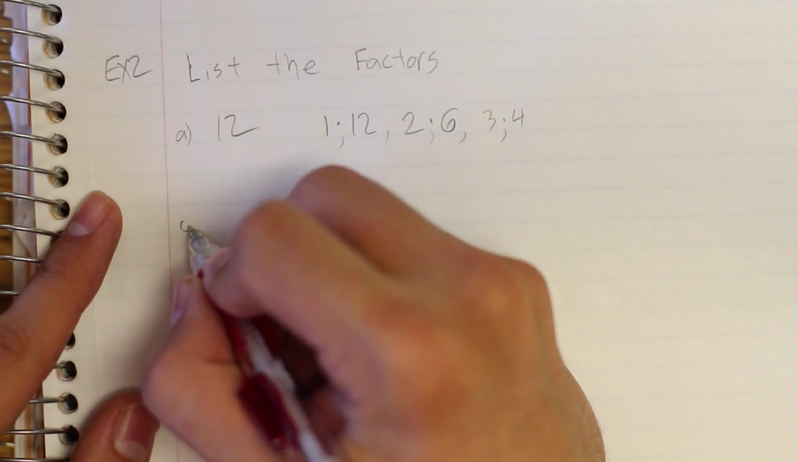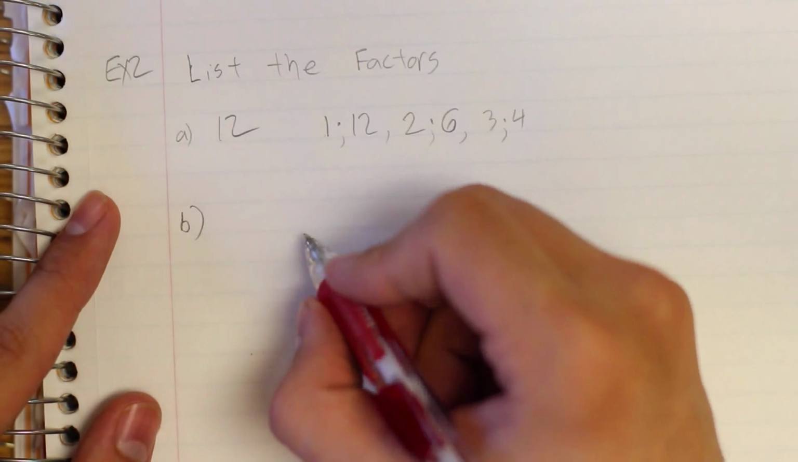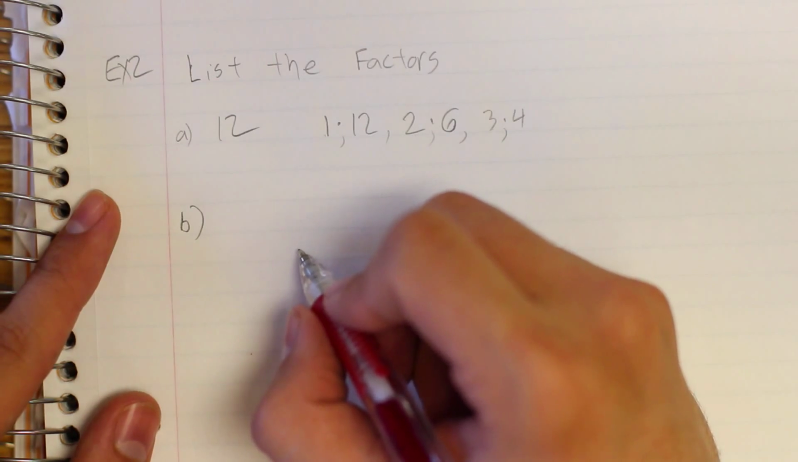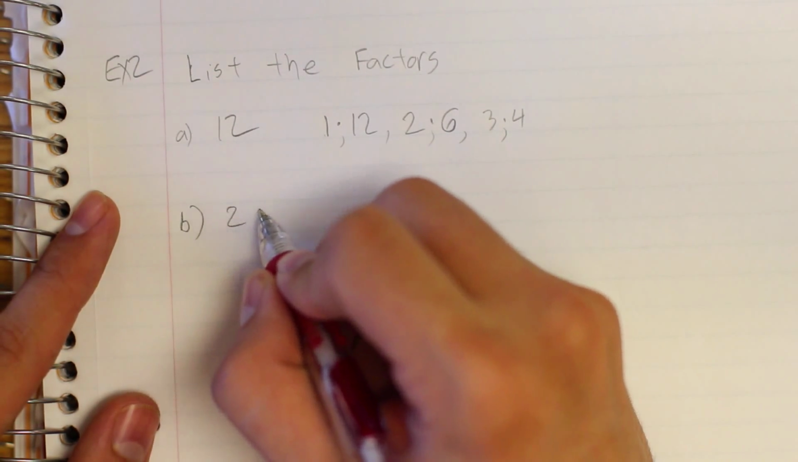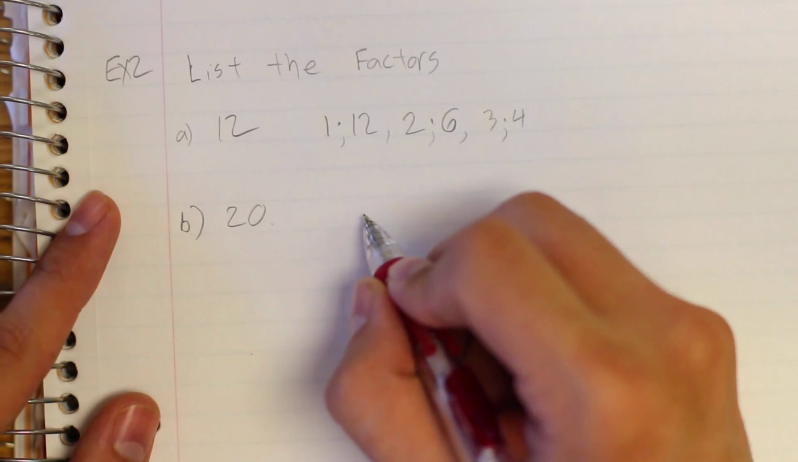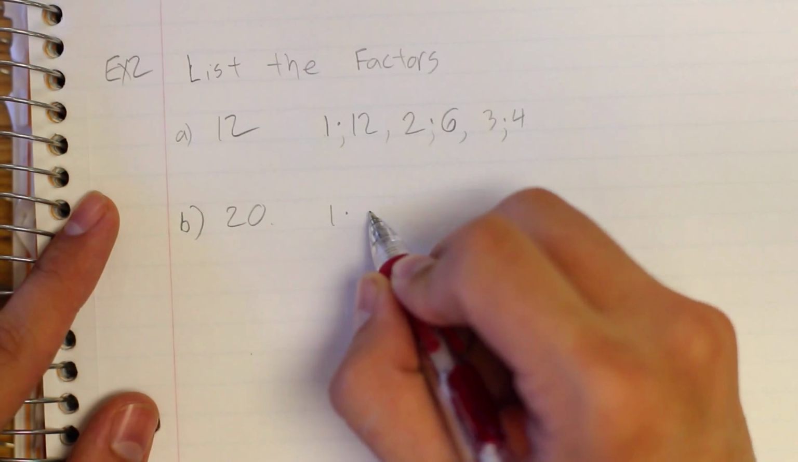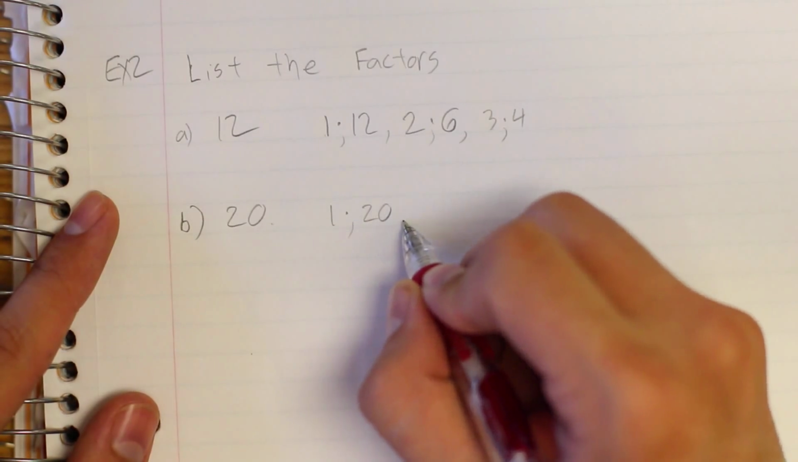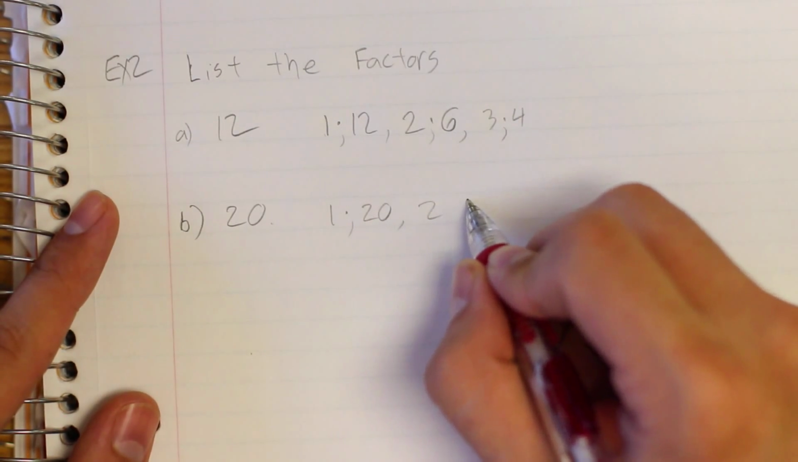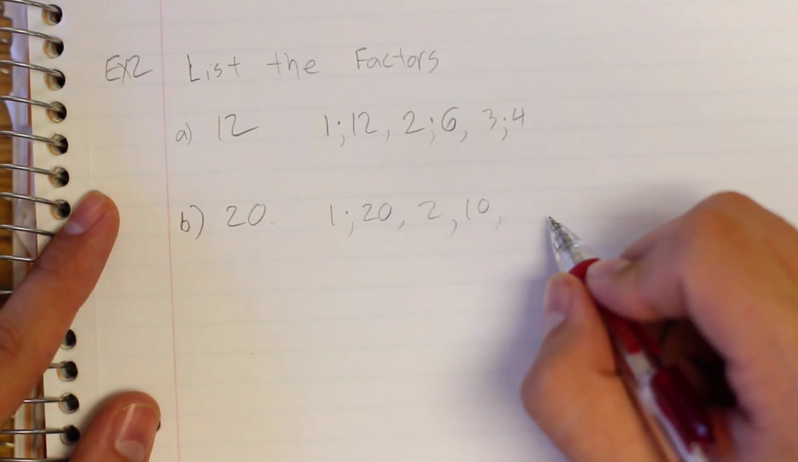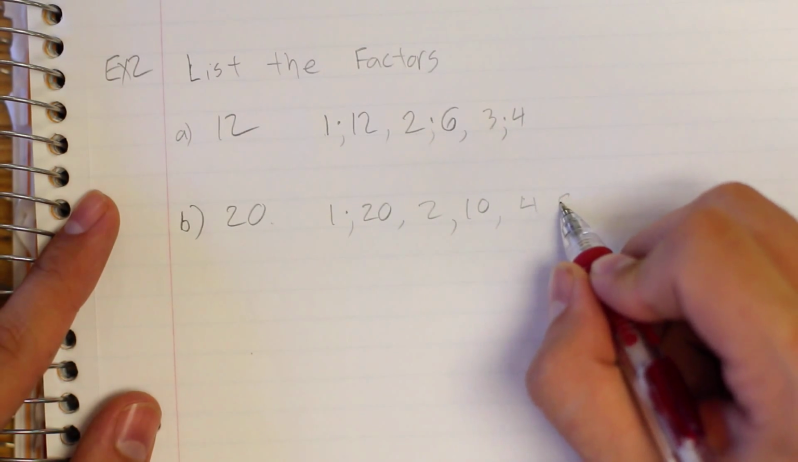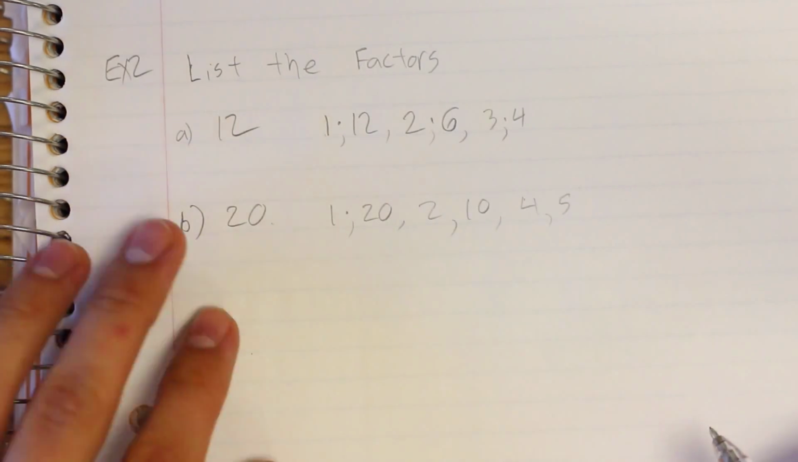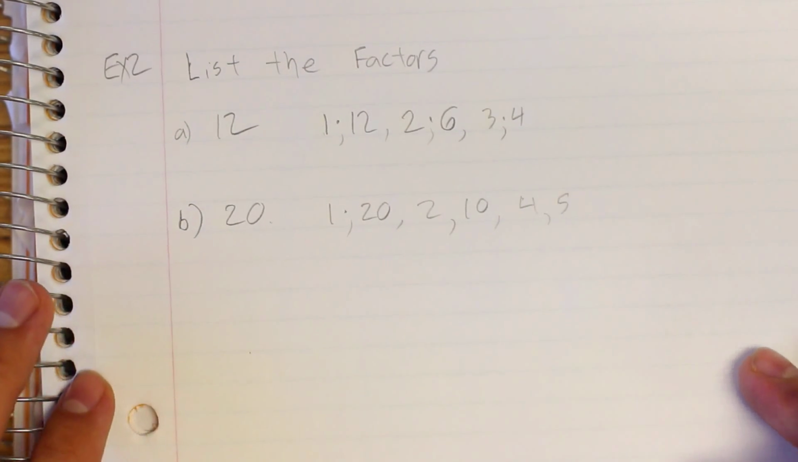So if we had another one, let's say something like 20, okay, so what are some multiples of that? Well, I could have 1 and 20. I could have 2 and 10. I could have 4 and 5. And I think that's it. So you get the idea of multiples there, okay?